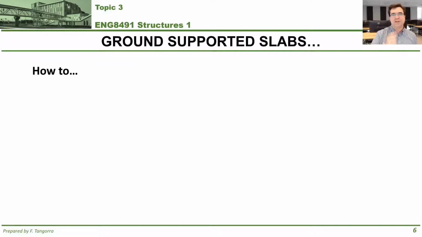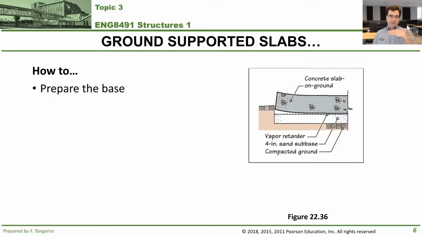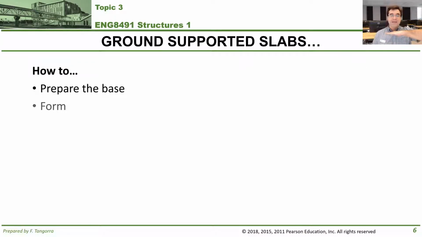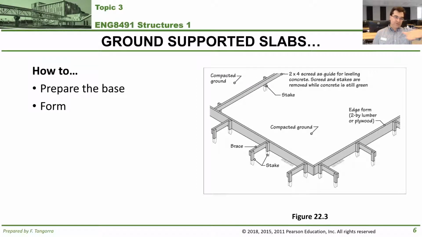Now, let's talk a little bit of the how-to related to ground-supported slabs, and that is, how are they made? First of all, you have to prepare the base, okay? You can't just pour concrete directly on soil. The soil has to be prepared. You want that soil to be flattened, level. You want it to be properly compacted. And you want it to have the layers under the slab that I showed on the previous image, right?